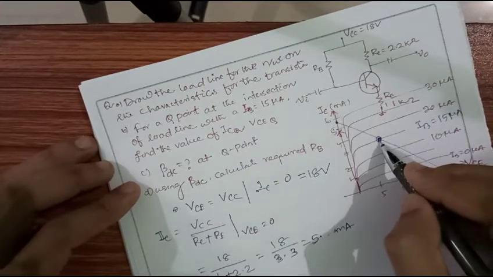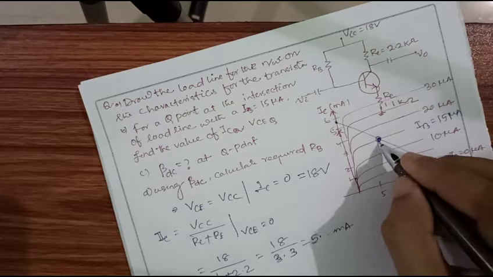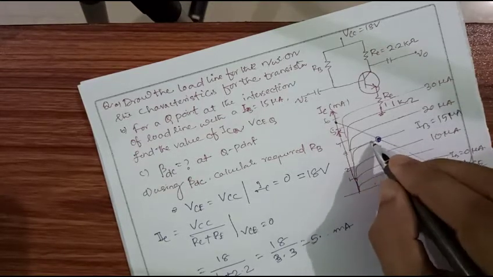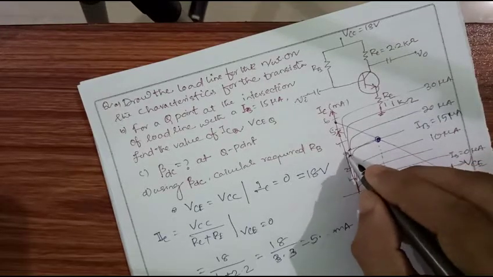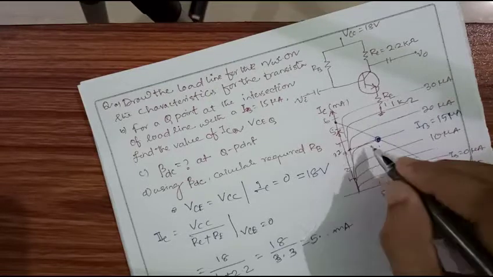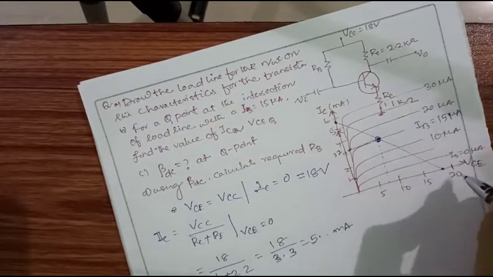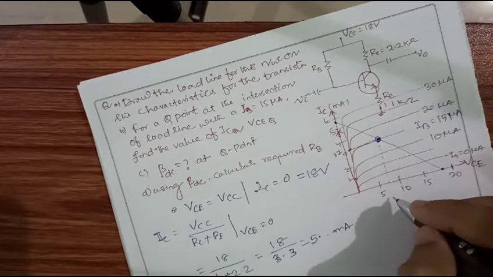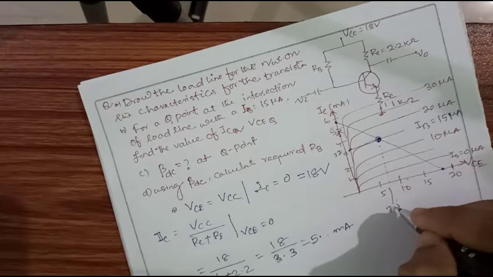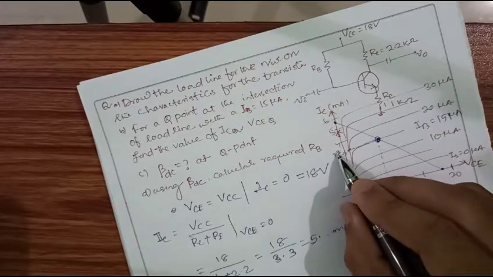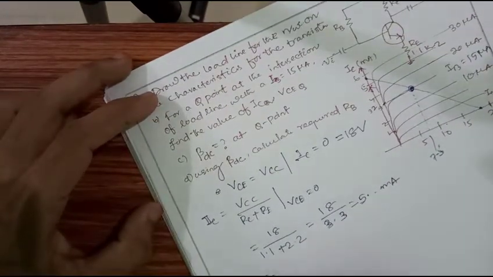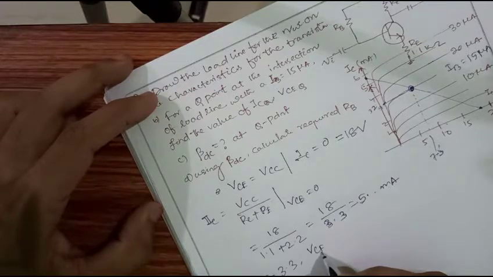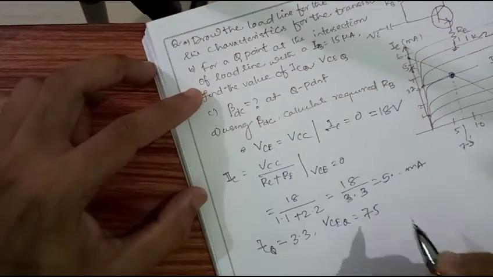Once we have found this Q point, we can easily draw it onto the two axes. As we draw from this point to the two axes, it will touch a value somewhere between 3 and 4, that is nothing but 3.2 or 3.3, and on the VCE axis it will touch a value between 5 and 10, which, let's take, is 7.5. So it is asked what the value of ICQ and VCEQ is. Our ICQ is 3.3, and our VCEQ is 7.5.